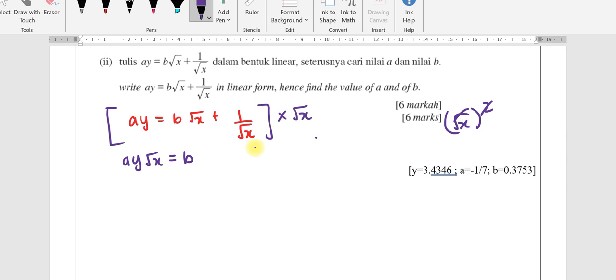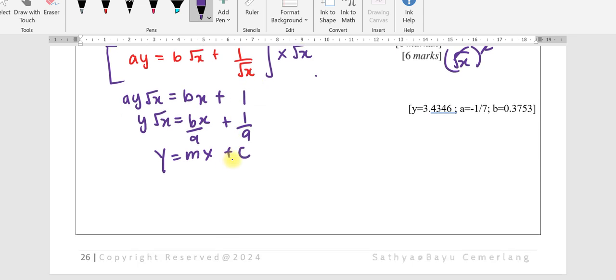So square and square root cut. So bx plus square root x and square root x will cancel off 1. Don't forget you have your a. So you go and divide individually. So this is your mx plus c. So definitely don't find your gradient first. You cannot find the gradient because so b over a is your gradient, right? It involves two unknowns. So find your c first.